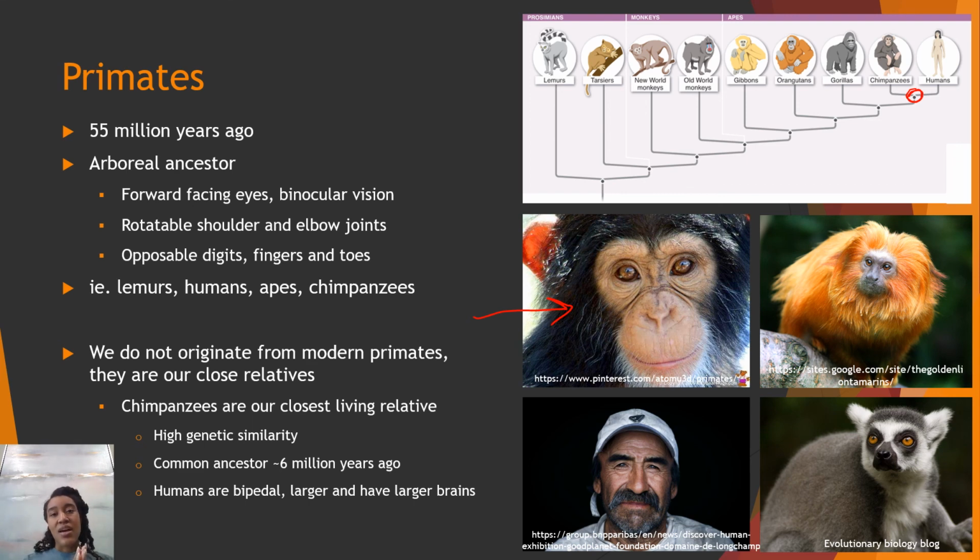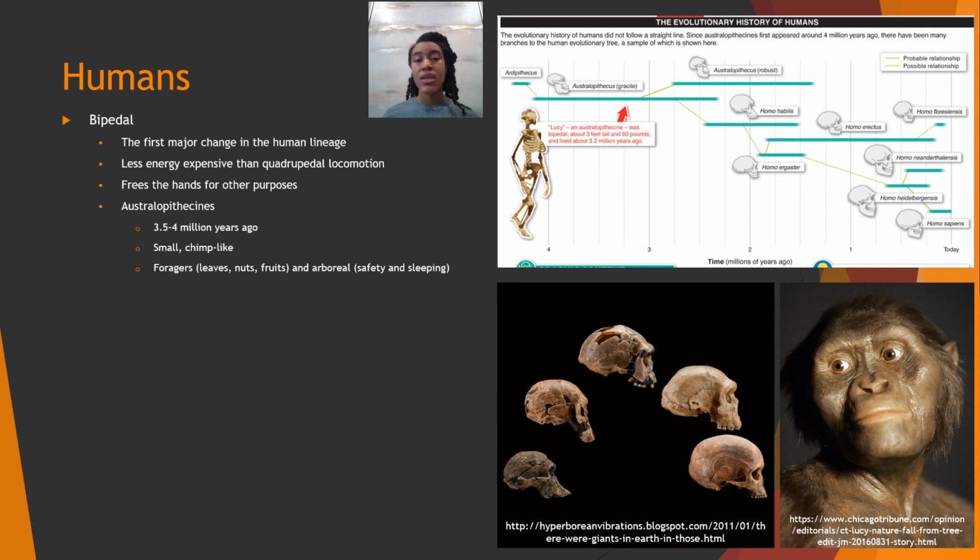And then the human lineage has some distinct characteristics that differentiate us from other primates, including chimpanzees: the fact that we are bipedal, we are larger in size than chimps, and we also have larger brains than chimps. So when the shared common ancestors between humans and chimpanzees branched off, the human lineage underwent some key adaptations that resulted in humans as we know them today.